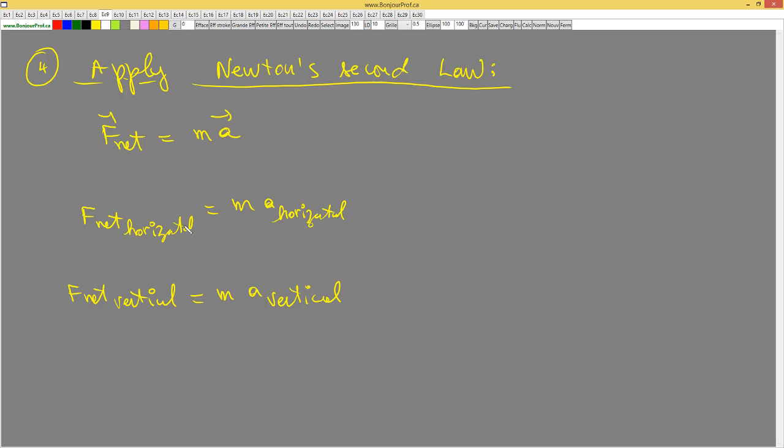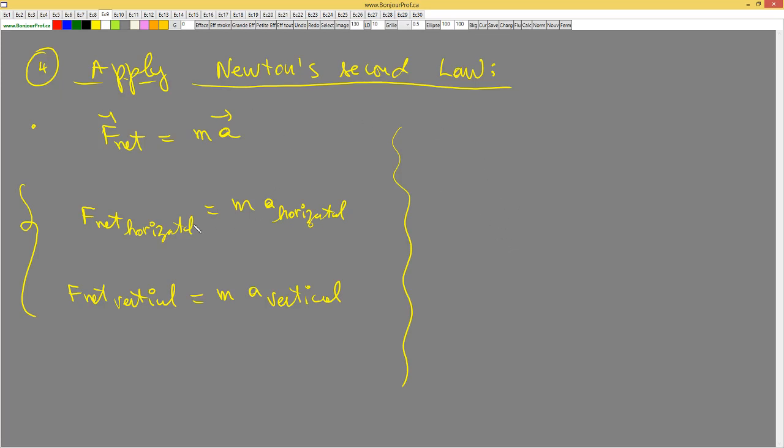This is the rule. This is another way to write Newton's formula. Force net horizontal equals mass times A horizontal. Force net vertical equals mass times A vertical. So they are the same. And the force net vertical, you put it, and the force net. So we are going to apply what we said here. Force net vertical equals the mass times the acceleration vertical.